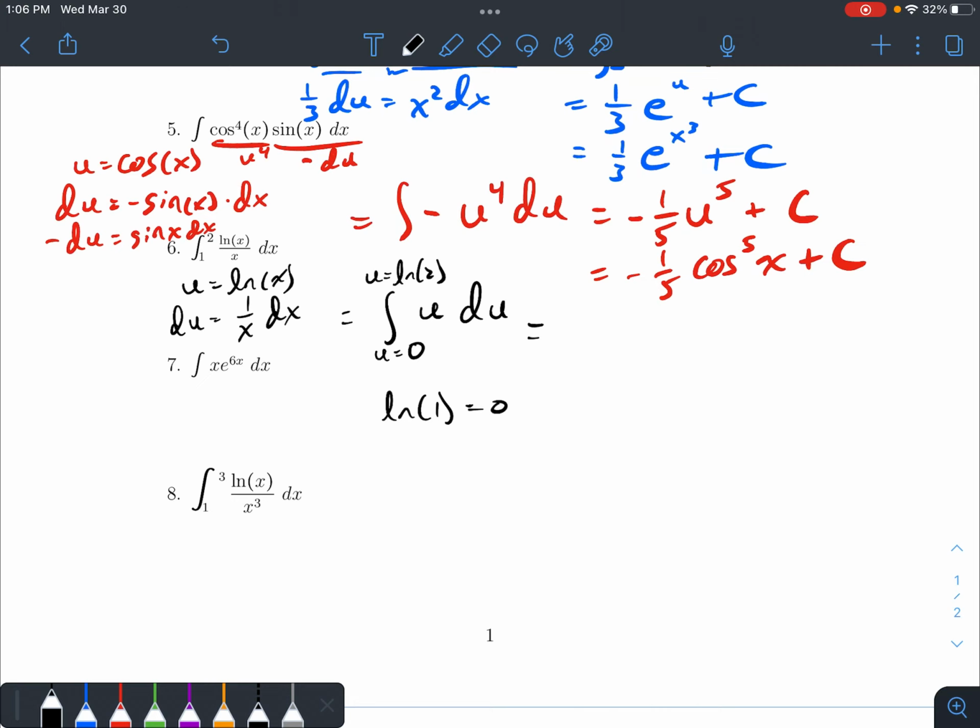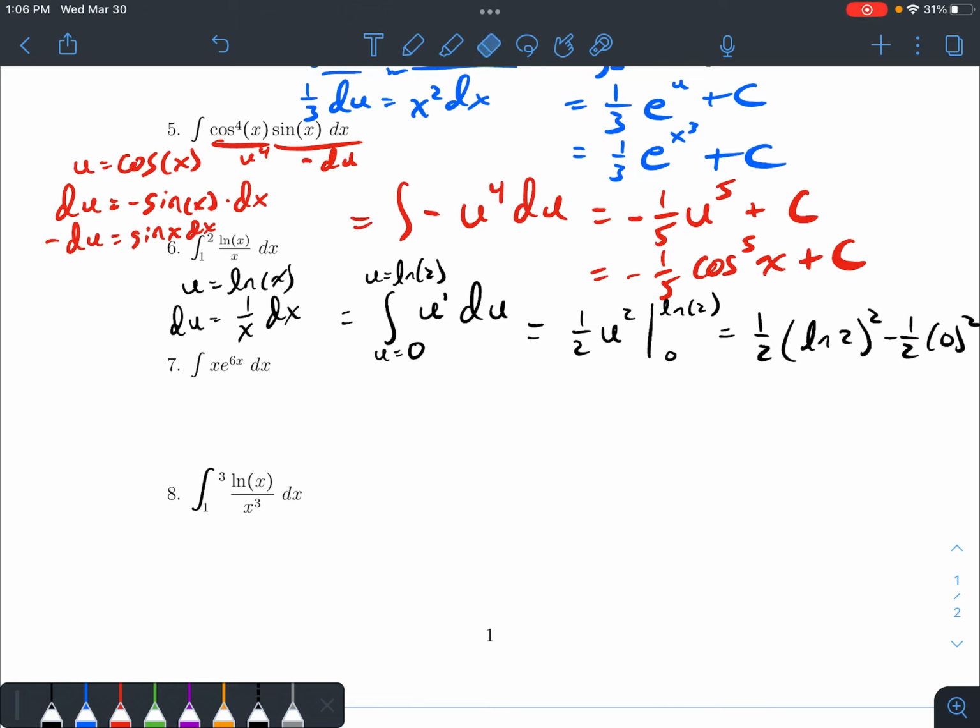All right, now we integrate this. This is like u to the 1st. So again, we have to do an anti-power rule on this. So this becomes u squared divided by 2, right? Raise that exponent by 1 and then divide by what we get. So this is 1/2 u squared from 0 to ln of 2. These bounds are actually in terms of u, so we can just plug them in. So we get 1/2 ln of 2 squared minus 1/2 of 0 squared. So that's our final answer.